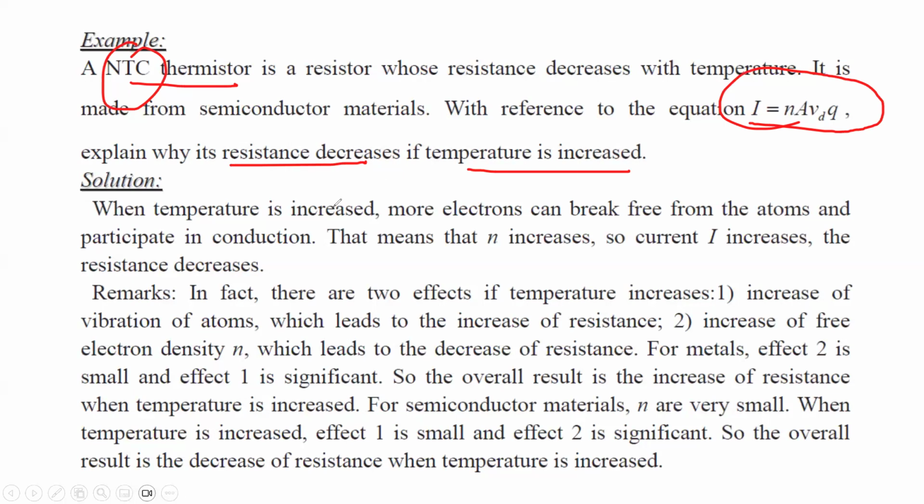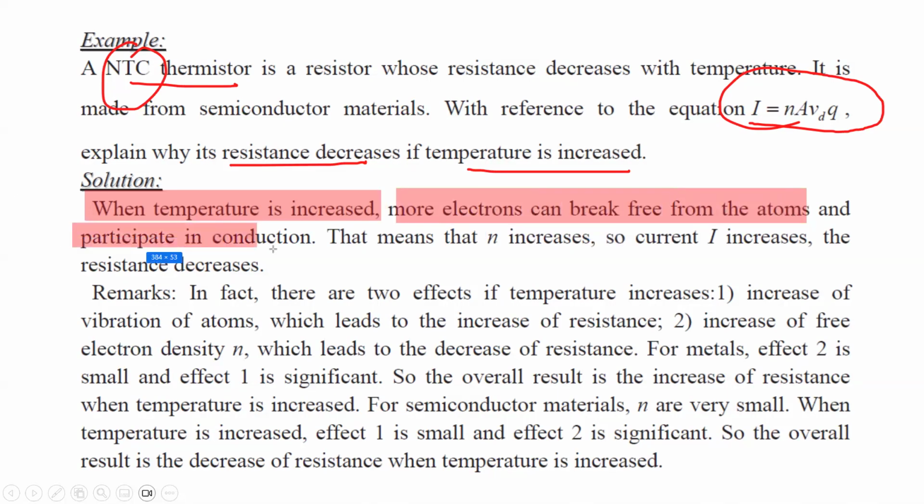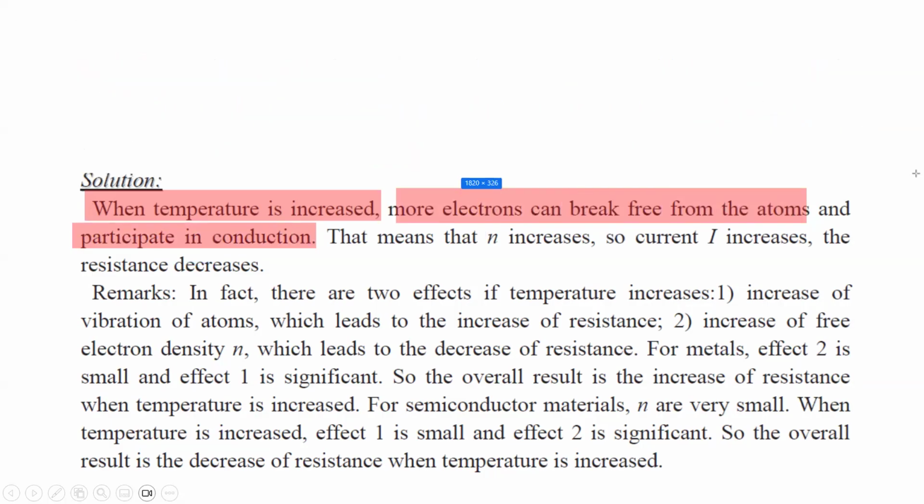What will happen when the temperature is increased? More electrons can break free from the atom and they can participate in conduction. This is what happens in semiconductors, such as silicon or germanium. Because of the heat energy, or light energy, as this is a thermistor we'll use the term heat, but it can be light as well, more electron and hole pairs are created. When the light or the heat falls, it will knock out, remove the electron, and as a result, it produces more electrons.